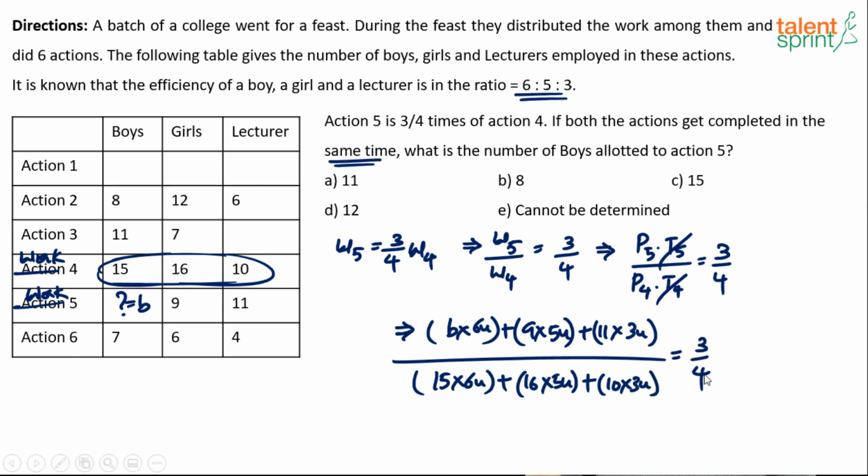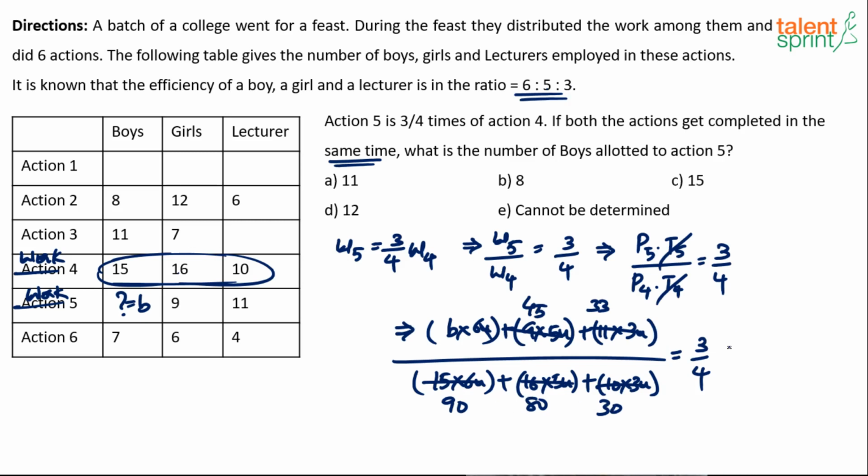Simplify this to get the value of B. So what happens? You can forget about the units here, because they anyway get cancelled on both sides, right? So what do we have? 9 5s is 45, 11 3s is 33. Here we have 80, this is 16 into 5, 15 6s is 90, and this is 30. So 6B plus 45 plus 33 is 78, equals 90 plus 30, 120, plus 80, 200.